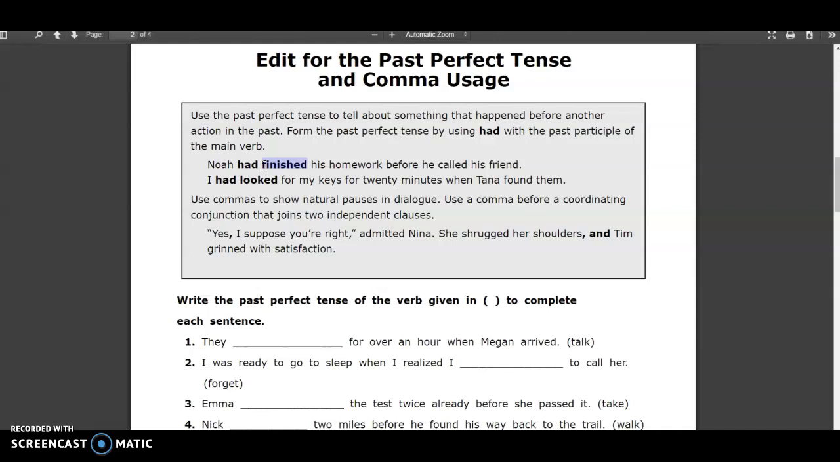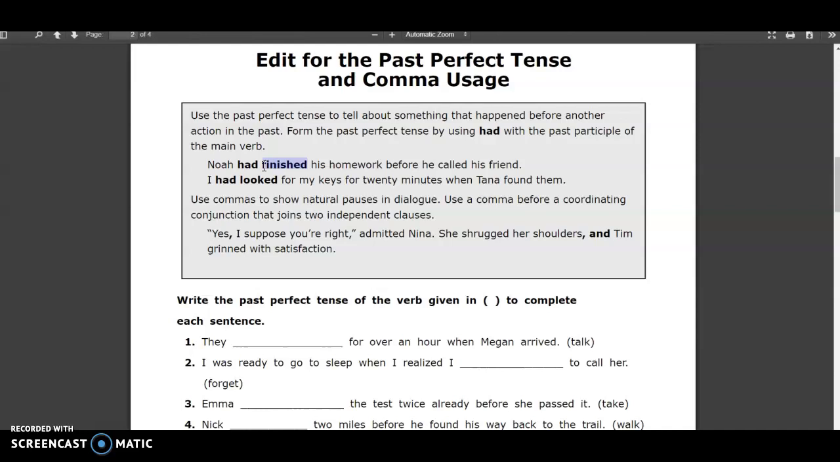Okay, so Noah had finished his homework before he called his friend. I had looked for my keys for 20 minutes when Tana found them. So what happened first? He was looking for his keys first, and then Tana found them. Noah was finishing his homework first before he called his friend. So you're going to have had with the first thing, with the verb, the first thing that happened in past tense. Okay?